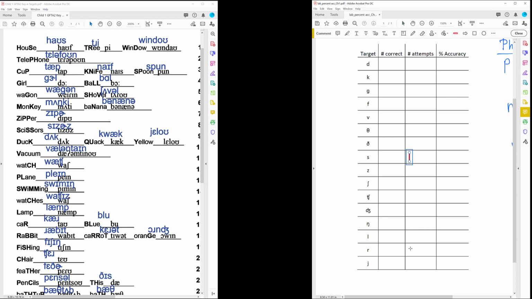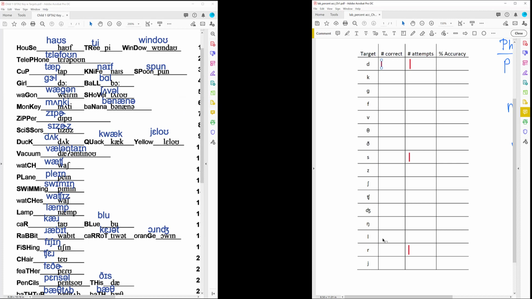So we're going to add an attempt here because there's an instance of it in the target, but it was not produced, so we do not add again in the correct column. We're not looking at W, we are not looking at N, but we are looking at D. So there was one instance in the target, that's an attempt, and the child actually produced the sound correctly. So they get a tally in the correct column.